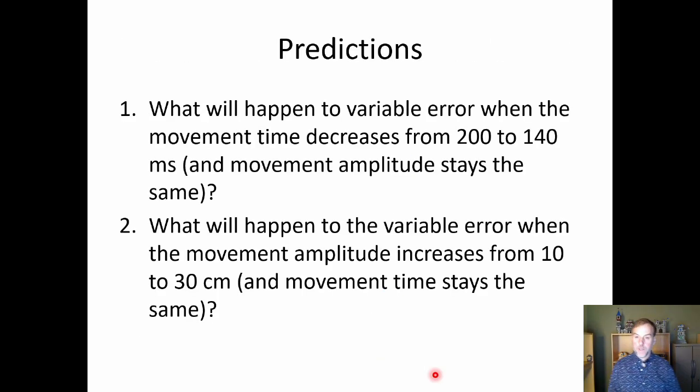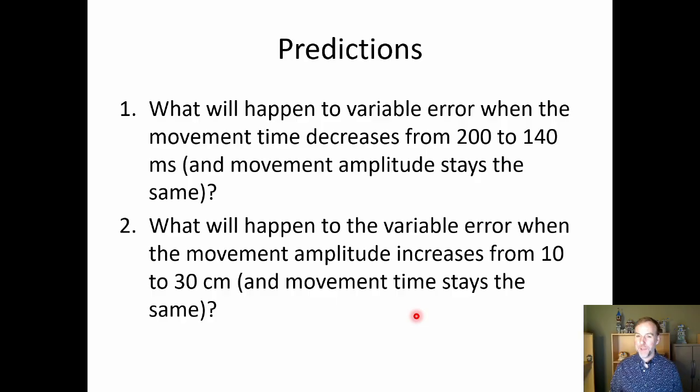For our second prediction, instead of thinking about movement time, let's think about changing movement amplitude. So what will happen to variable error when the movement amplitude increases from 10 centimeters, maybe something like this, to 30 centimeters? So movement time is the same. Imagine you make these 10 centimeter movements, and we can say you have to do them in 200 milliseconds. And now you have to do a 30 centimeter movement in the same movement time. So is that going to be easier or harder?